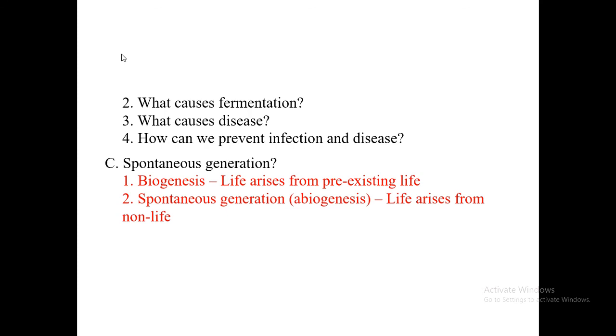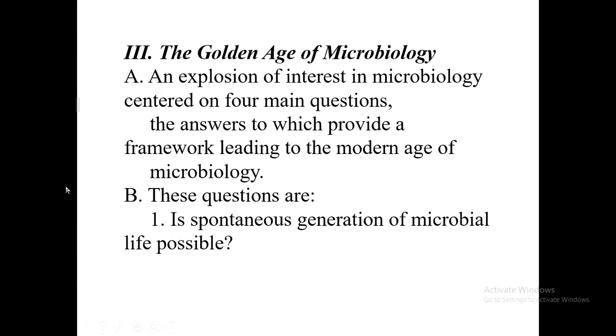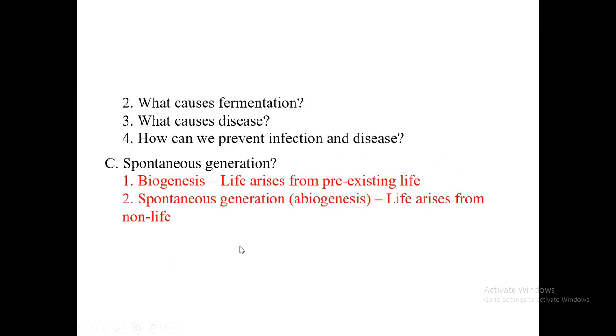So, spontaneous generation. The first question: is spontaneous generation of microbial life possible? Regarding this, two different theories arose. The first is the biogenesis theory, which says that life arises from pre-existing life. That means to arise a new life, there should be a pre-existing life. Opposite to this is the spontaneous generation theory, or abiogenesis theory, which claimed that life arises from non-life or non-living particles.